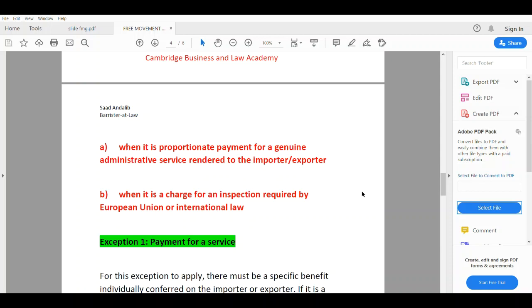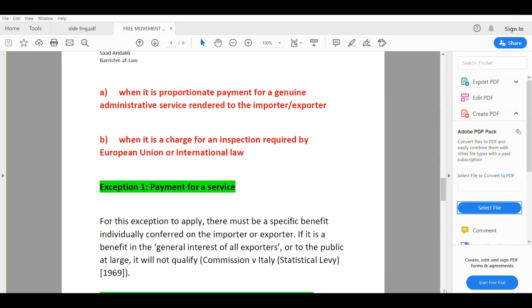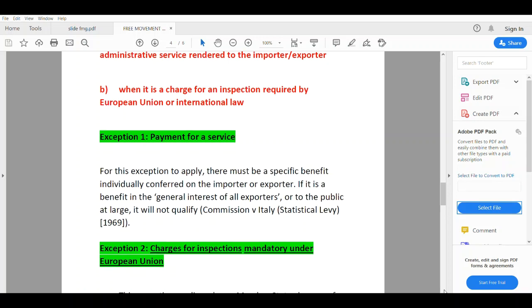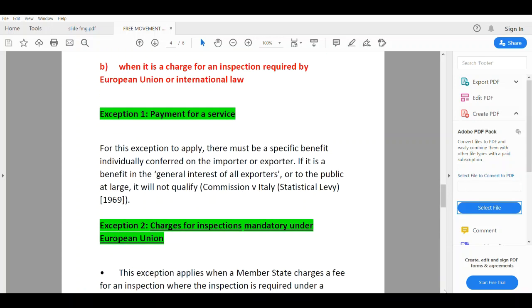Now we'll look at the first exception to Article 30. For this exception to apply, there must be a specific benefit individually conferred on the importer or exporter. If it is a benefit in the general interest of all exporters or the public at large, it will not qualify, according to the statistical levy case.